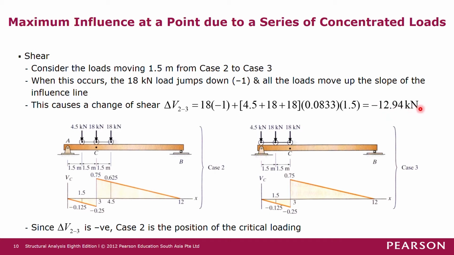12.94 kilonewton. So in this case, it means that there is a decrease in shear force when we move this system of forces from this location to this location. So the shear force in this case is higher than in this case. Just now from case 1 to case 2 there's an increase, and then from case 2 to case 3 there's a decrease. So case 2 will produce the highest shear force, as we have seen in the trial and error method as well.